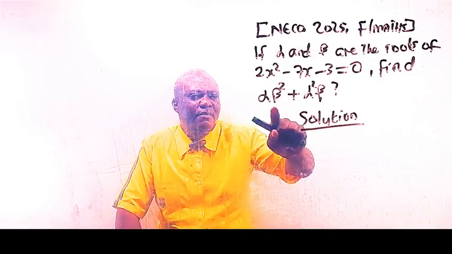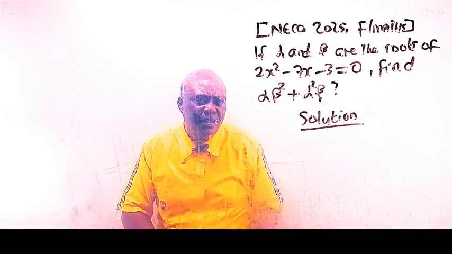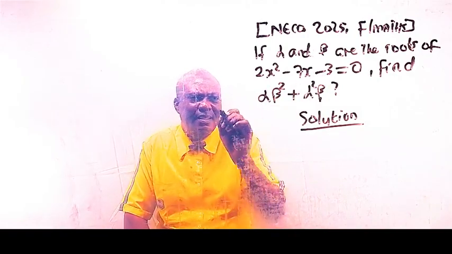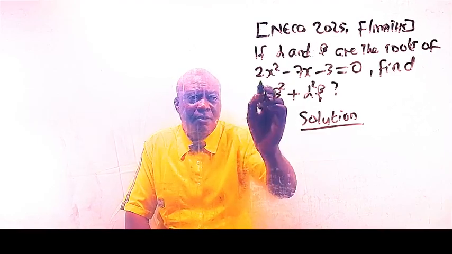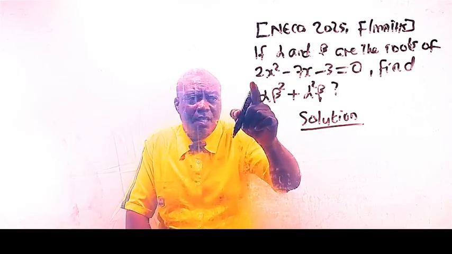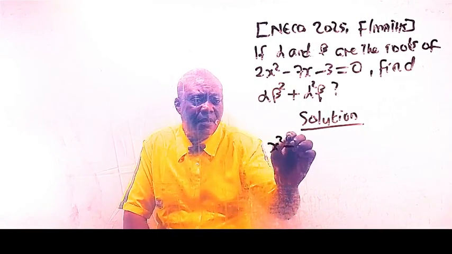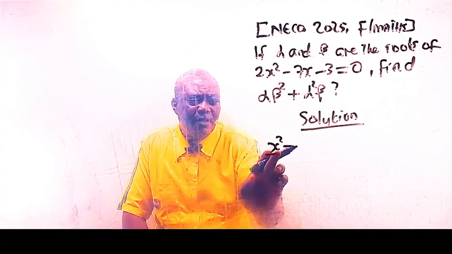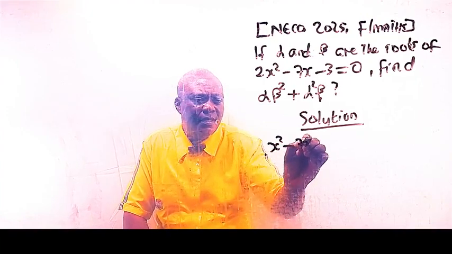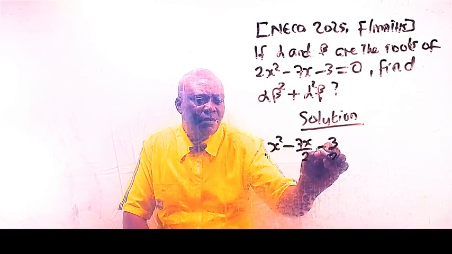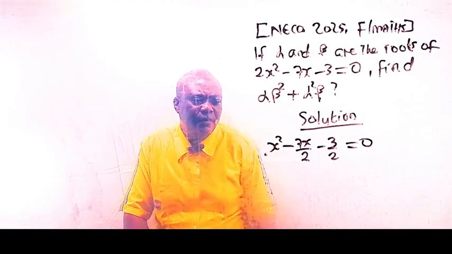Find the value of this. So we now rearrange this one so that the leading coefficient will be 1. So we divide all through by 2. If you divide all through by 2, what you have here will be x squared minus 7x over 2 minus 3 over 2 equals 0.